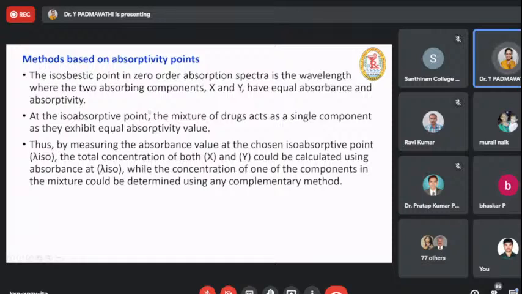We use a simple scanning UV visible spectrophotometer of make Shimadzu, which has UV Probe as its software. In that we have all these inbuilt manipulation techniques. Besides that, you also have exclusive software.